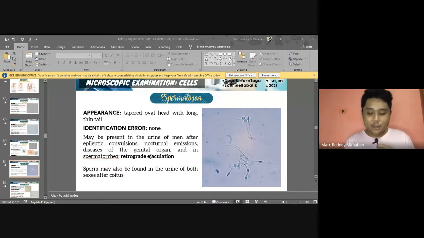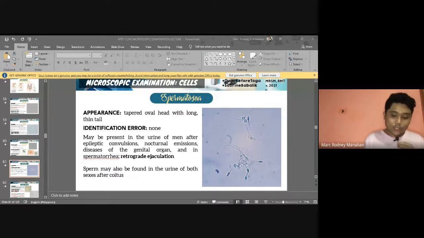And if in the urine you see motile sperm, like it's really swimming, it indicates a recent happening. It indicates recent intercourse or masturbation. Because urine is not a conducive medium for sperm, if it stays there for long, it will die and will not be motile. So if you see motile sperm in your urine, it means very recent, fresh.